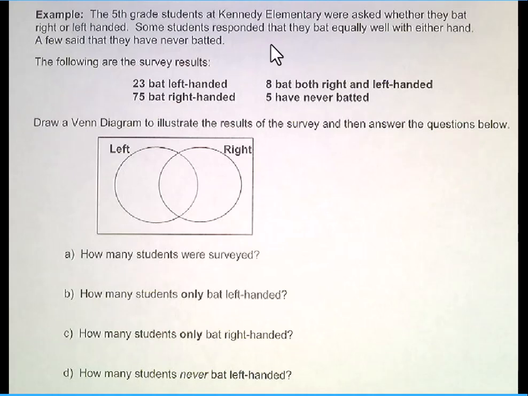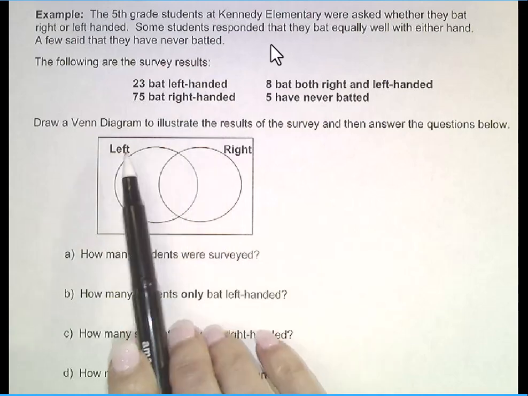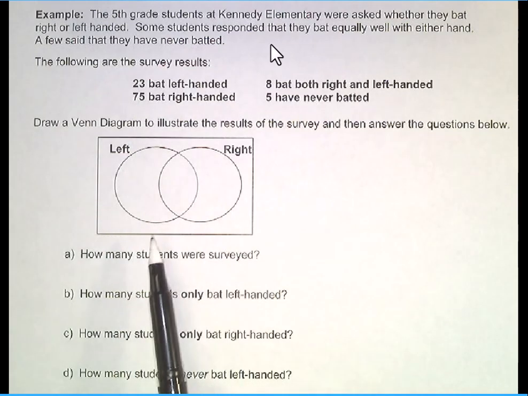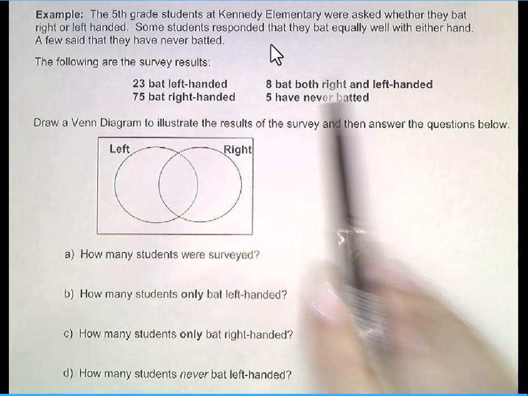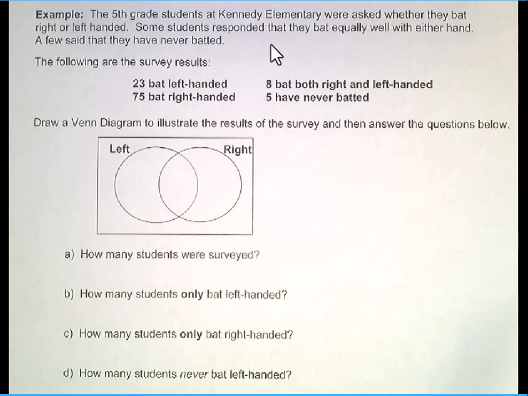The 5th grade students at Kennedy Elementary were asked whether they bat right or left-handed. Some students responded that they bat equally well with either hand. A few said they've never batted. So the following are the results of the survey. 23 said they bat left-handed. 75 said they bat right-handed. 8 said they can do both, right and left-handed. And then there's 5 students who have never batted. So the idea is to put all of those into the Venn diagram and then answer the questions that follow.